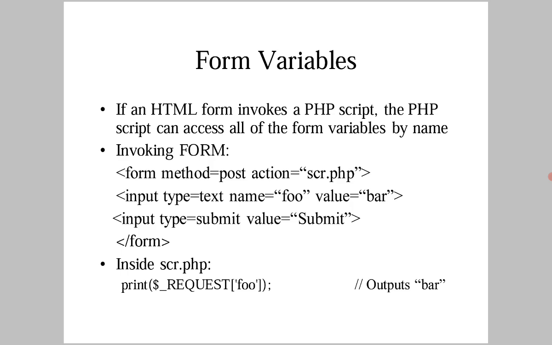So how to use forms in HTML? Form method equals post, action equals some filename.php. Generally, to activate a form, or to call a script, we use the action attribute. So form method equals post, action equals some filename.php.